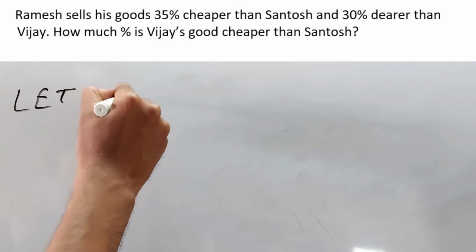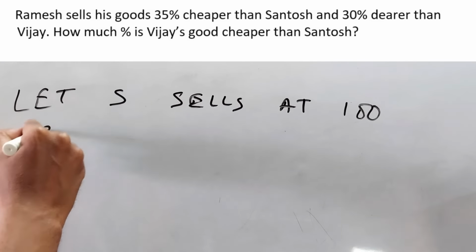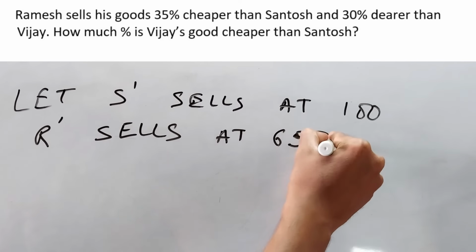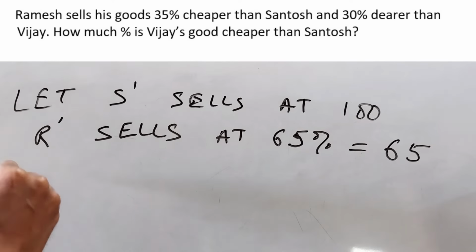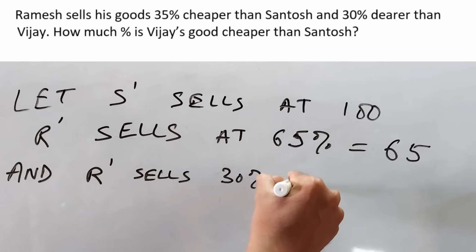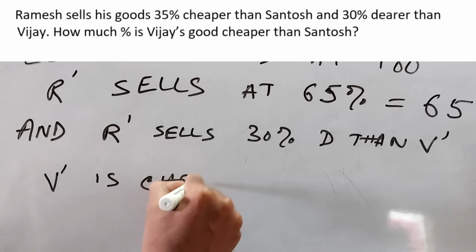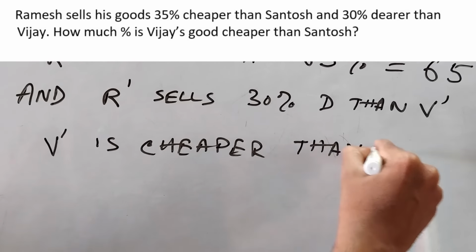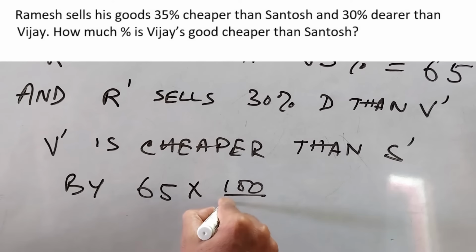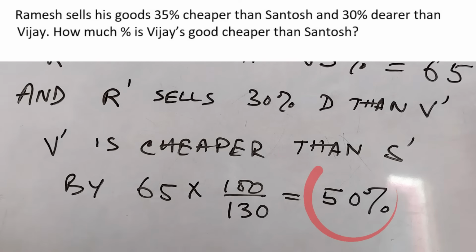Let Santosh sells at 100. Simple. And then Ramesh sells at 65% of Santosh. 65%, that is 65, because 65% of 100 is definitely 65. And Ramesh sells 30% dearer than Vijay. Now Vijay is cheaper than Santosh by how much? 65 into 100 by 130, right? And that is 50%. Simple.